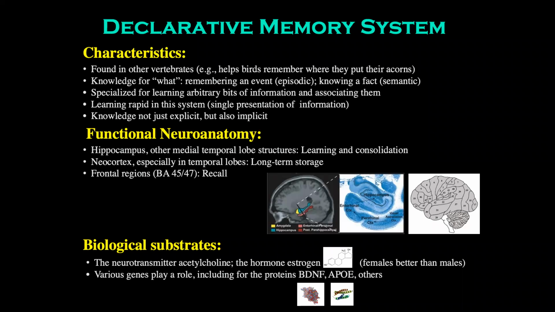Okay. I won't go through this since you know the brain, and we don't have much time. So we also understand something about the lower level biological substrates. The neurotransmitter acetylcholine plays an important role in this, as does the hormone estrogen, and here is a picture of the molecule, one form of estrogen. And this may help explain why, on average, females tend to have better declarative memory than males. It's probably not the only factor, but it is one of our areas of study.